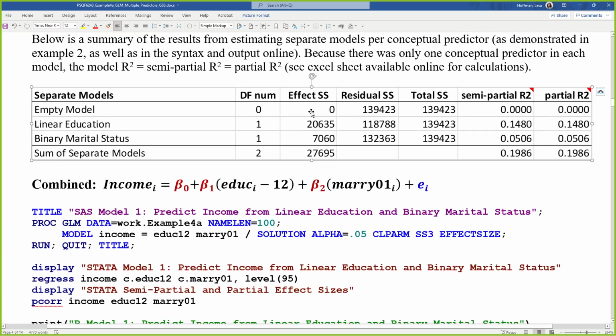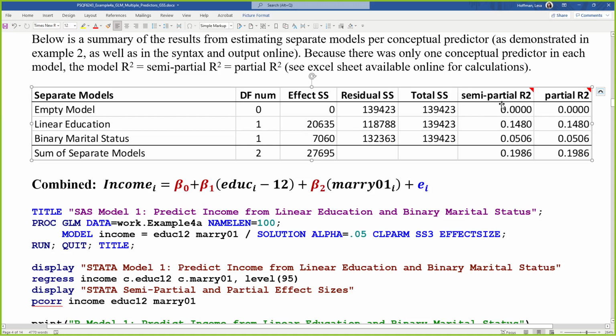So I have divided in here effect sums of squares versus residual sums of squares versus total sums of squares. So total is the sum of these two. Effect is how much the variable is responsible for as a predictor. Residual is how much is left. And so this residual sums of squares, when divided by denominator degrees of freedom, becomes residual variance. But all of these things are computed out of sums of squares for right now.